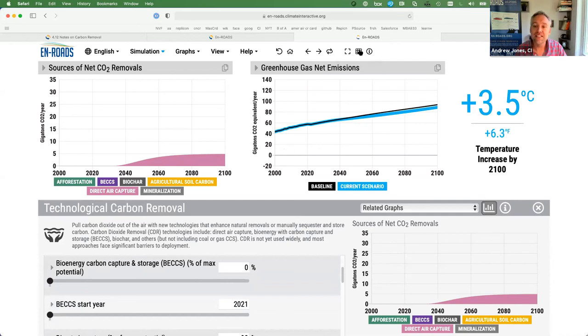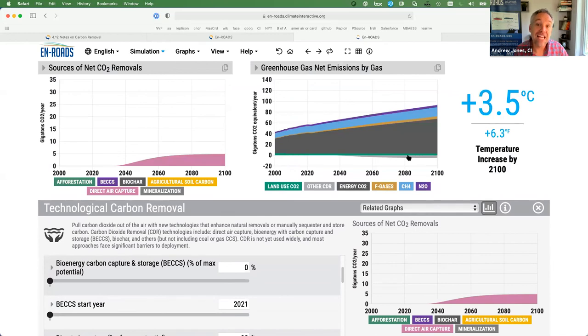One way to show that it's not half is to go to the stacked graph. If you go to the stacked graph, you can see all the sources of what's going into the atmosphere above and then what's coming out below. You see that little silver area right there? That is what's being removed with this direct air capture. See the little silver area grow? There it is growing. So there's a false equivalency to say it's half.